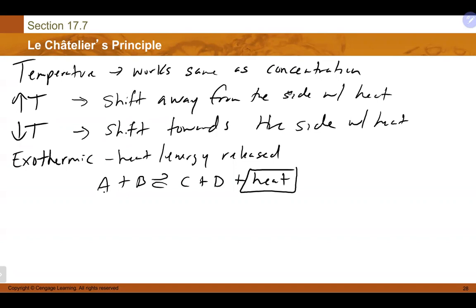That means if I increase the temperature of an exothermic reaction, it's going to shift away, which will send it to the reactant side. And if I decrease the temperature of an exothermic reaction, it will come towards the side that it's on, which would be the product side in this case. The opposite is true for endothermic. Endothermic means that heat and energy is absorbed.